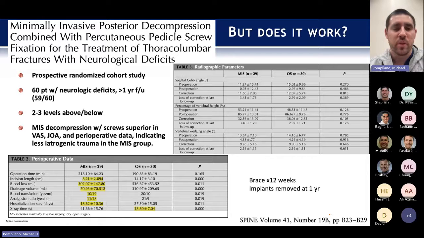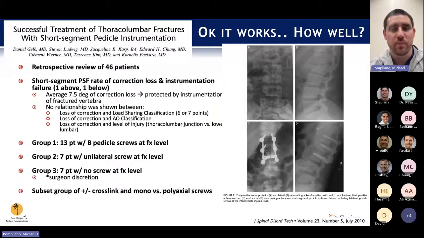It is important to note that their MIS cohort had posterior decompression as well with screws, and they showed superior VAS, JOA, and perioperative data, again indicating less iatrogenic trauma in the MIS group. They also noted less X-ray time in the open group, more in the percutaneous group.